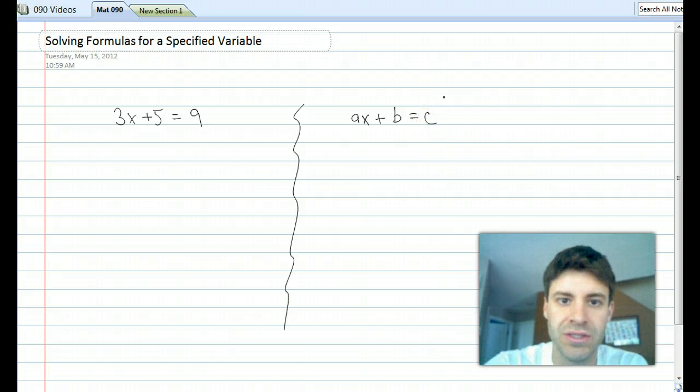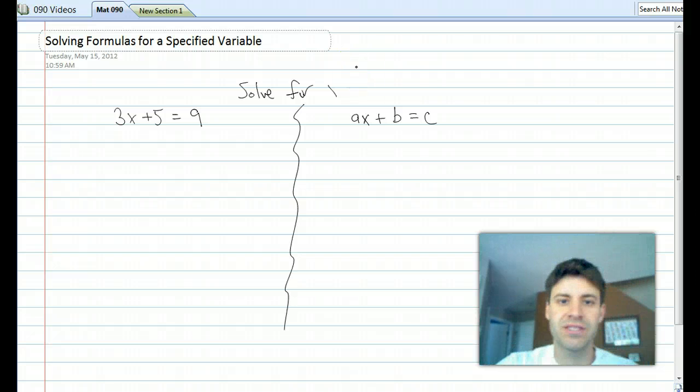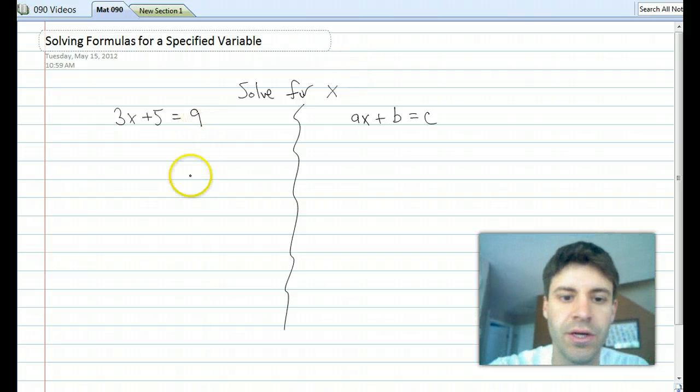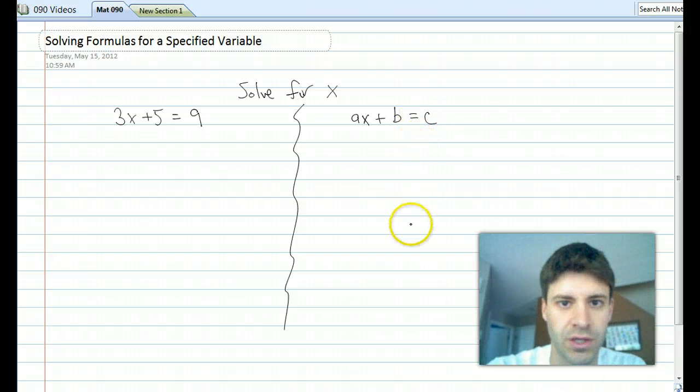What I'm going to show you is that solving this equation, 3x plus 5 equals 9, is really no different than solving this equation with the a, b, and the c in it. And we're going to solve both of these equations for x. I'm going to go step by step through the equation that you already know how to solve and compare it to what we do with the equation that you may not know how to solve.